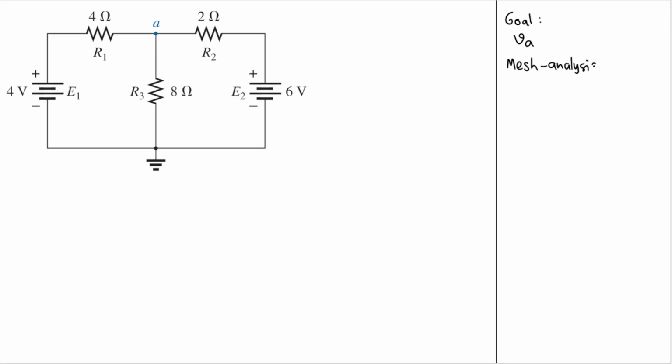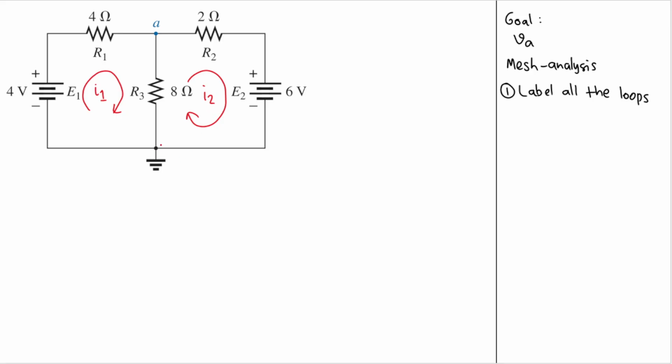Our first step here is to label all the loops. Label all the loops in the circuit. And we also need to find some necessary information to get things done, right? So here I always assume the loop current is going clockwise like this. Okay, so we will have this as loop current I1 and this as loop current I2.